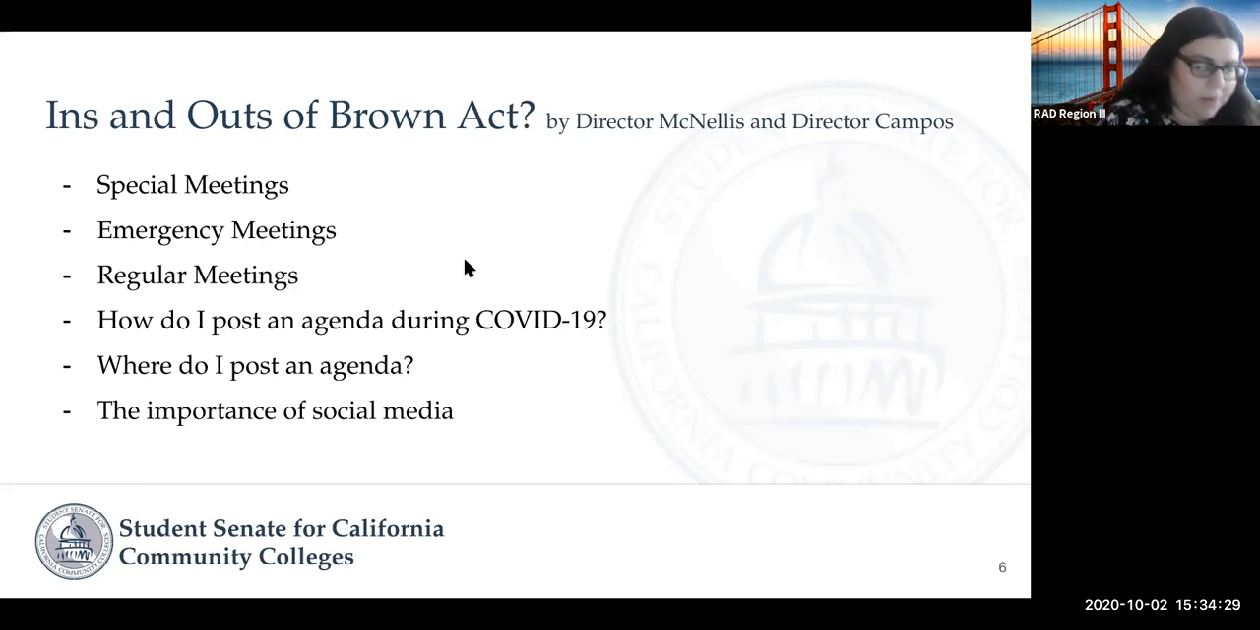One is that members don't need to meet in person anymore. The locations don't need to be ADA compliant, but you must make sure that all teleconference and Zoom links are available to the public so that every single member of the public is able to access your meetings, your board meetings, whatever meeting it is that is held to the Brown Act. So, back to the point of, how do I post an agenda during COVID-19?